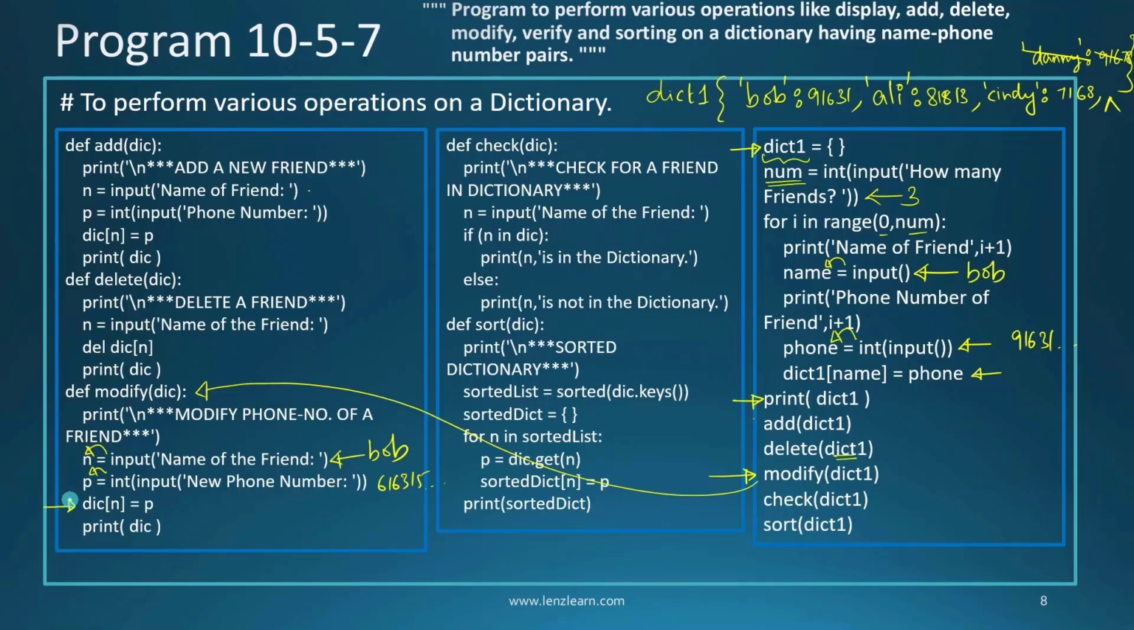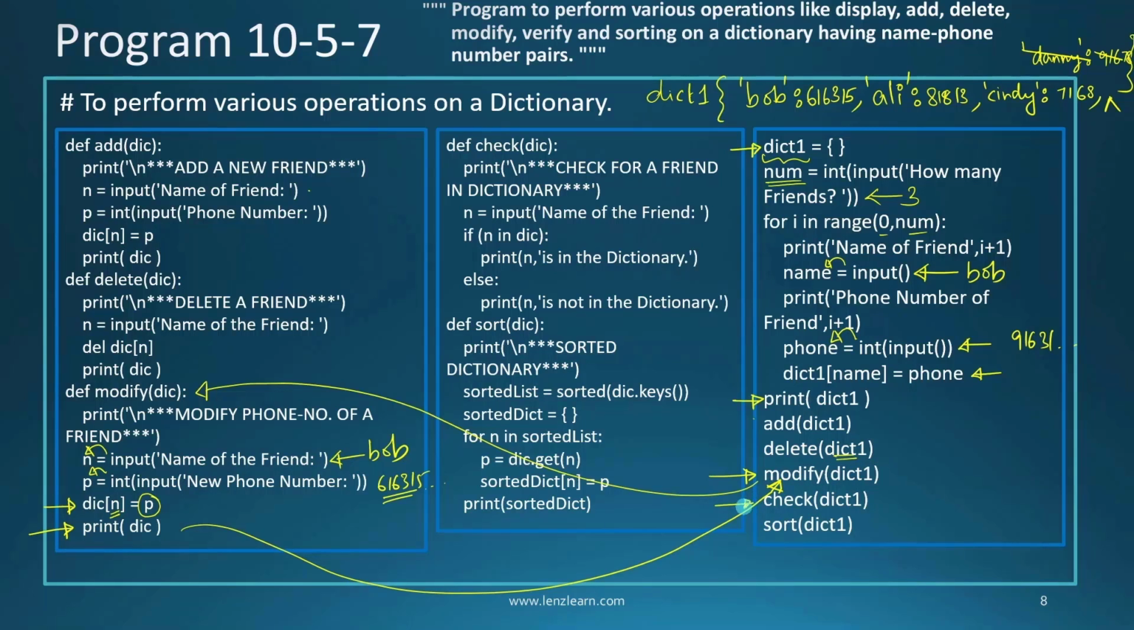After that, with this statement, I will change the phone number for the key value N. Okay, so right now the value of N is Bob. So inside dictionary for key N, the new value that is to be stored is P, which is having this phone number 616315. So the phone number of Bob will be deleted, and in there the new phone number will be written. Okay, after that it will print the dictionary. So you can see the phone number of Bob has changed. So now modify function has finished. So the control will come back to the function call. So this statement is finished.